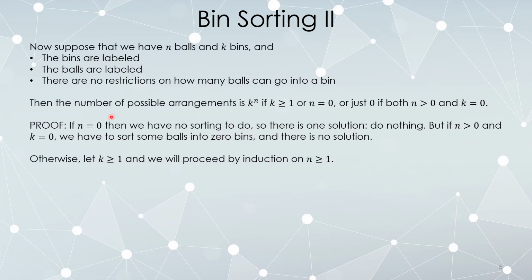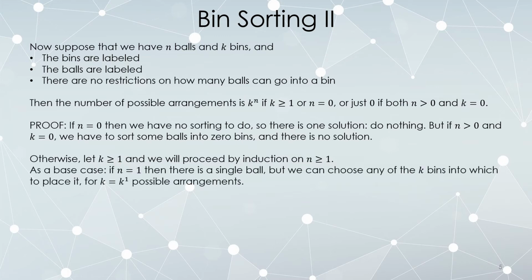If n was 0, we already accounted for that, so n is going to be at least as large as 1. Now that we're on the assumption n is at least as large as 1, if k is 0, we know what happens, so also let k be larger than or equal to 1. So that's where we are. As a base case, if n is 1, we are proceeding by induction on n. If n is 1, there's only a single ball, but we're allowed to put it in any of the bins we want, and that's k possible choices. So there are k to the first possible arrangements of putting this single object into the k distinct bins.